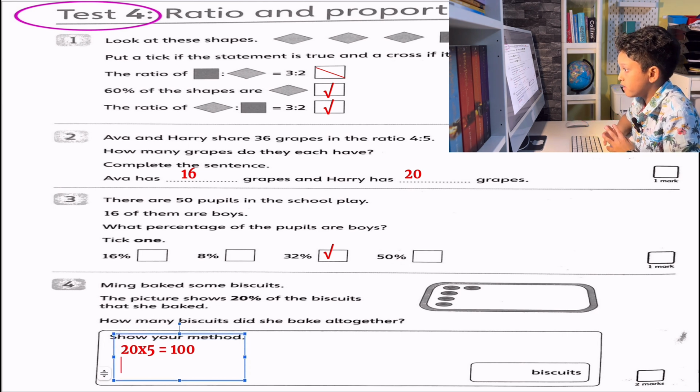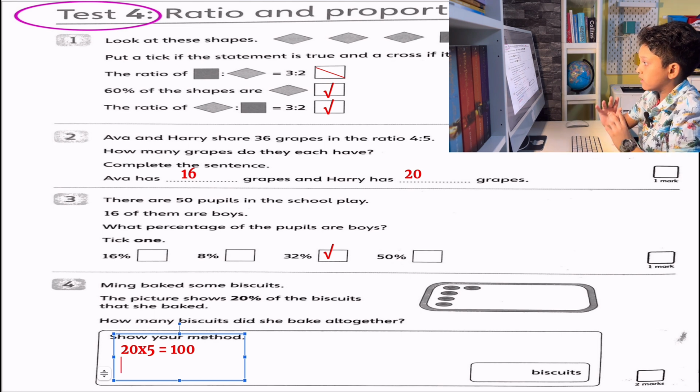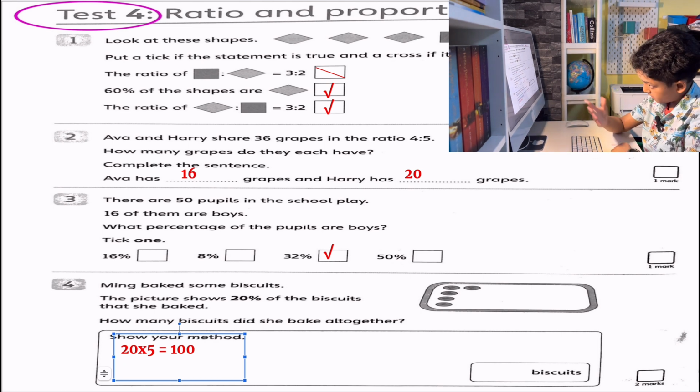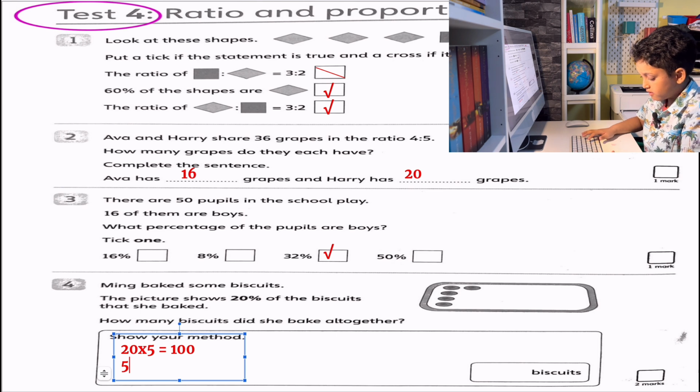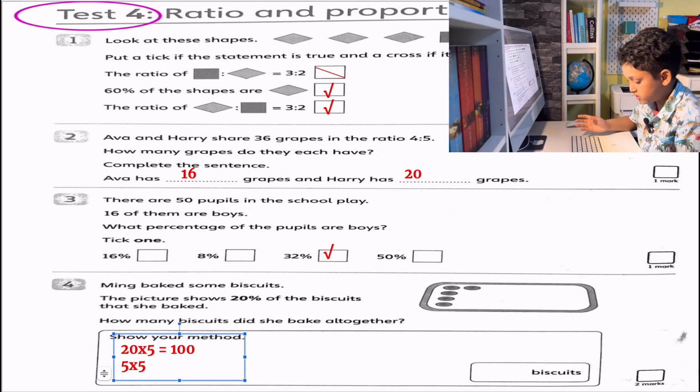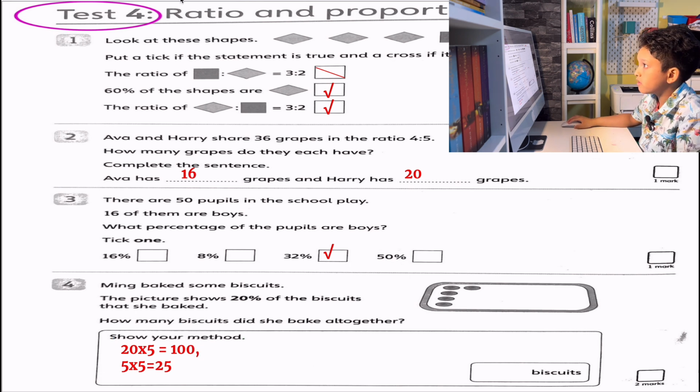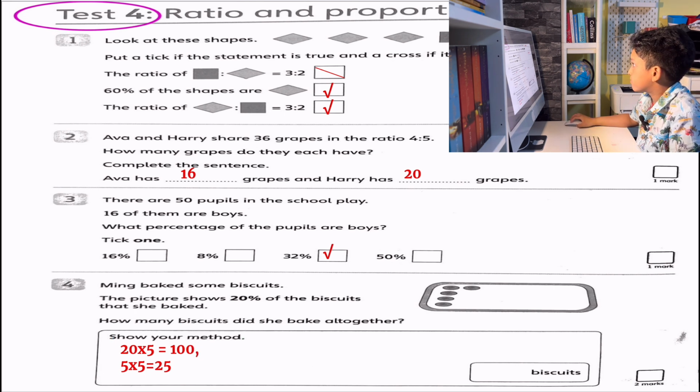And that means 5, because he baked 5 of these, which is 20% of what Ming baked. So we need to do 5 times 5. It's like fractions. So, what's 5 times 5? 25. So that means she baked 25 biscuits.